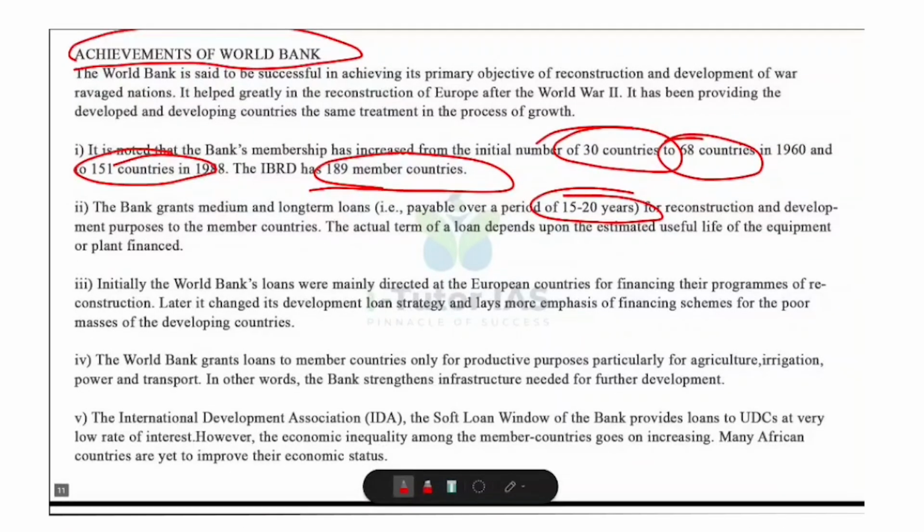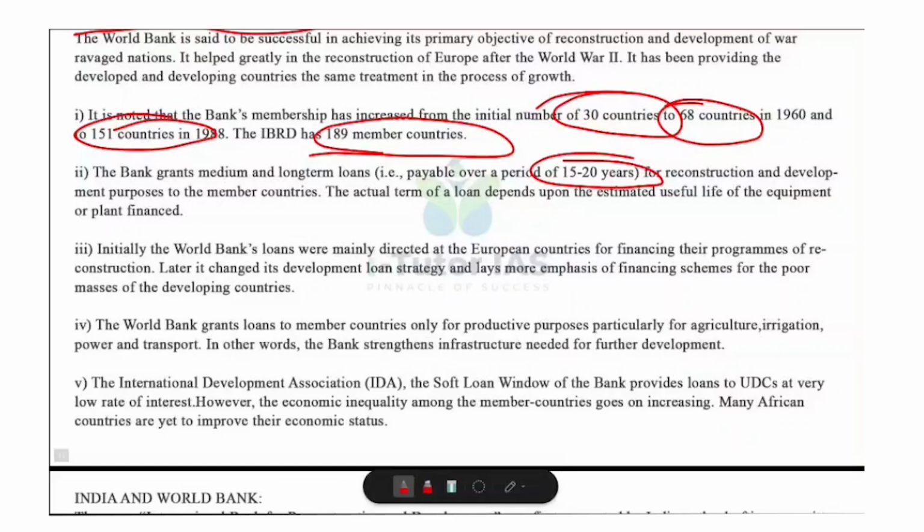Then, focus shift from Europe to developing countries. Initially, loans were mainly for reconstructing Europe after World War II. Later, focus shifted to financing schemes for the poor and marginalized in developing countries. For example, projects in rural infrastructure, education and agriculture.